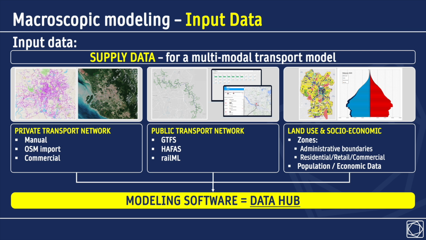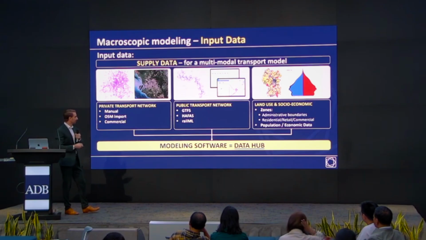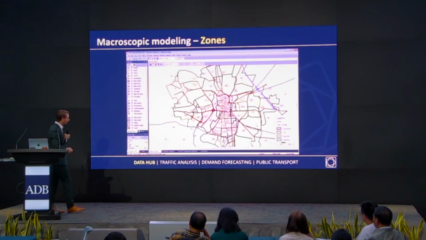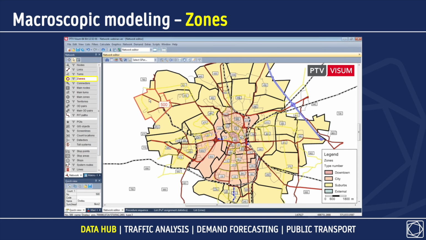So all of this can be brought in to your model, which is pretty much what you would do with a GIS tool. And at this level, it's essentially a GIS tool. And it could look something like this. So here we have our zones. So we could have Metro Manila and then have all the different cities represented as zones, for example. We've also overlaid our private transport network and our public transport network.